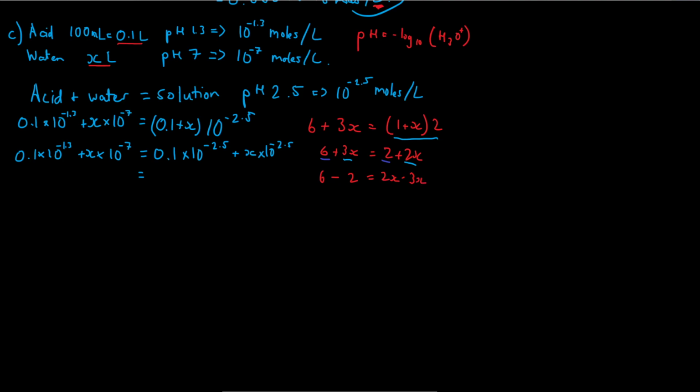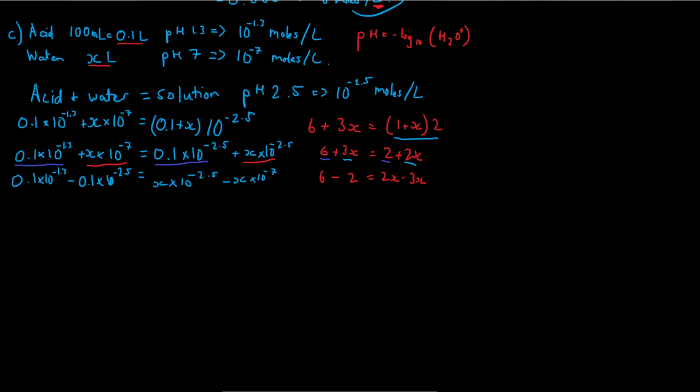And we want to do the same with our real example here. Let's get all of these x's across. So this here, that's a single term of x, and this here is a single term of x. Let's get them to the right hand side, and the constants will just shift to the left with a bit of algebraic rearranging. So 0.1 times 10 to the negative 1.3 minus 0.1 times 10 to the negative 2.5 will equal x times 10 to the negative 2.5 minus x times 10 to the negative 7.